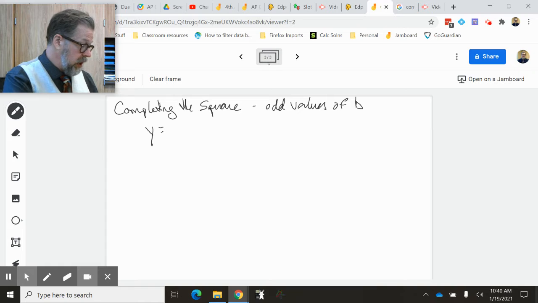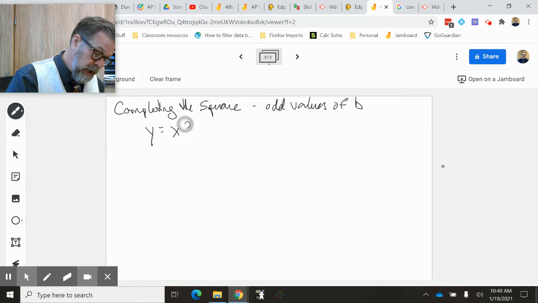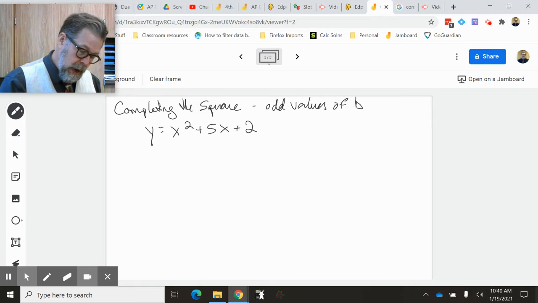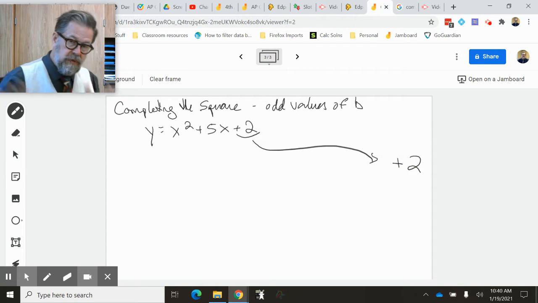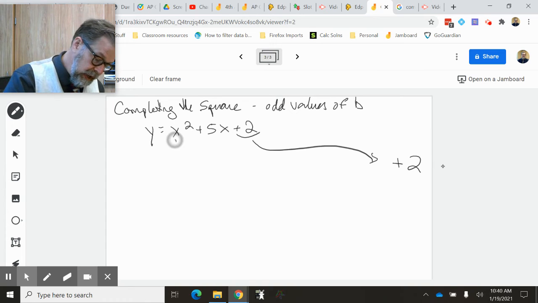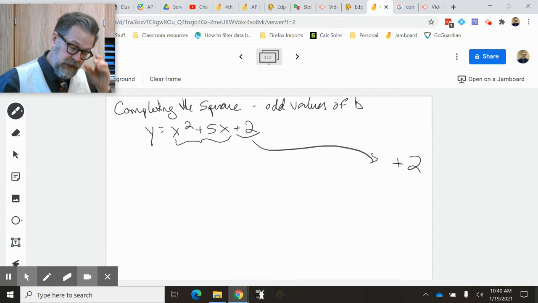But here we go. I'm going to start with y equals x squared plus 5x plus 2. If you watched my previous video, you'll know that what I like to do is shove that plus 2 off to the side and ignore it until the very last step.